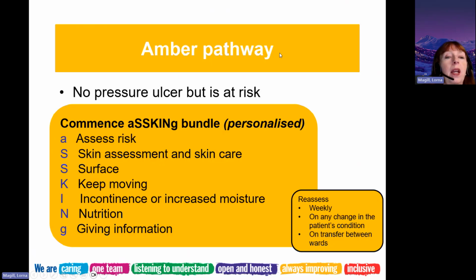So an amber pathway then. No pressure ulcer, but the patient is at risk. So we need to start our patient on a personalised or individualised plan of preventative care. That will include all of the elements of your skin bundle, which you will all be familiar with in whatever format that currently takes within your ward area.